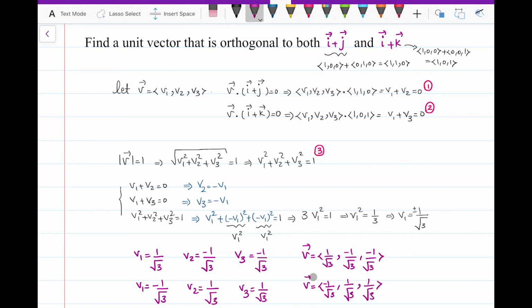Great, I found 2 v's, both of them are acceptable, and both of them are unit vectors that are orthogonal to these 2 vectors. Why did I get 2? It's just because one of them is in this direction, the other one is in the opposite direction. But both of them are orthogonal to the 2 given vectors.